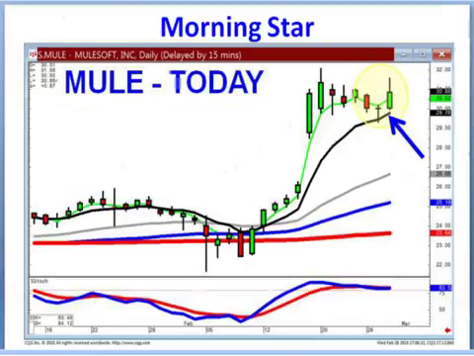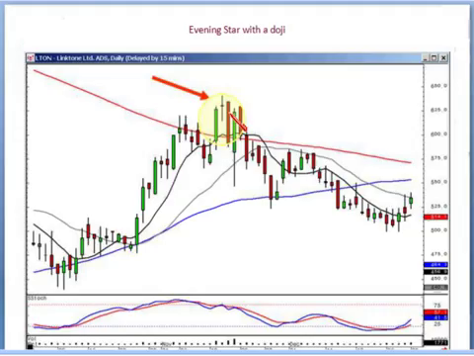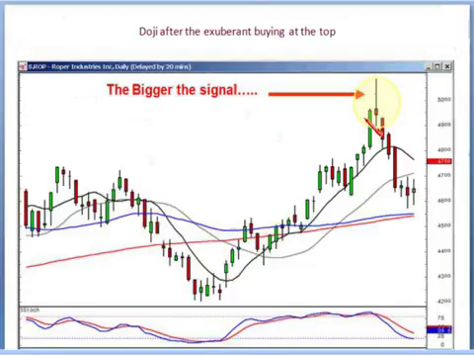So the opposite, obviously, of a Morningstar signal is the evening star signal. Bullish candle, day of indecision. Third day closes more than halfway down this candle. Anytime you start seeing that up here, especially when your stochastics are in the overbought area, it's time to take profits. Remember, the bigger the signal, the more compelling there's been a change of investor sentiment.